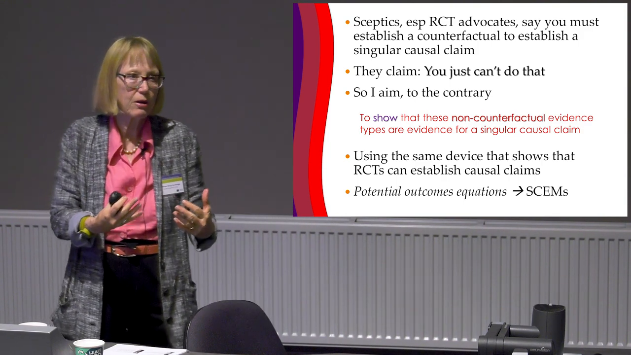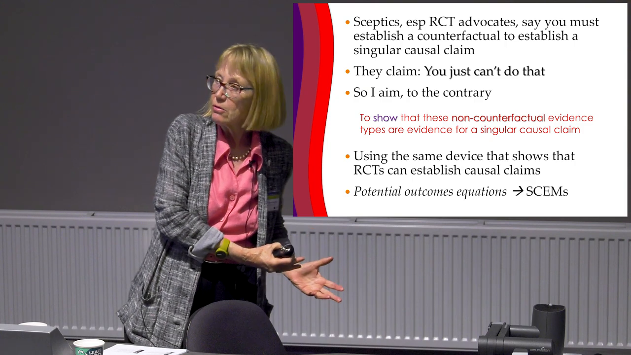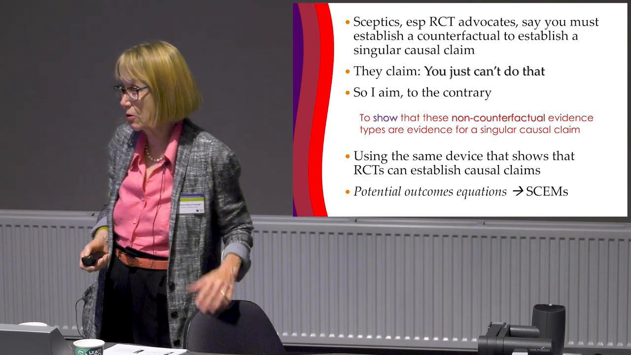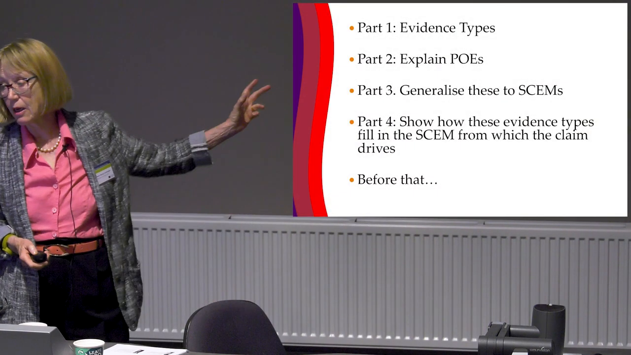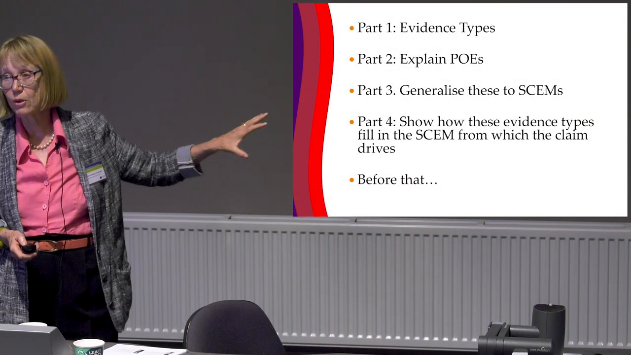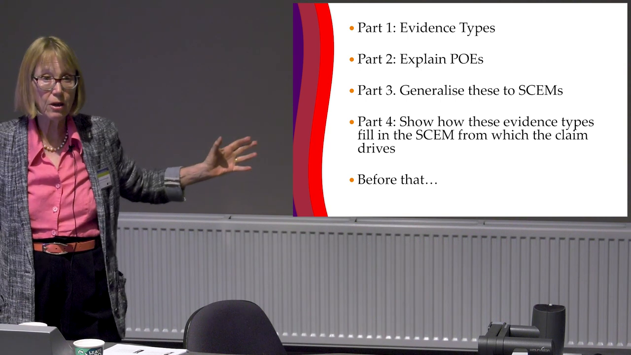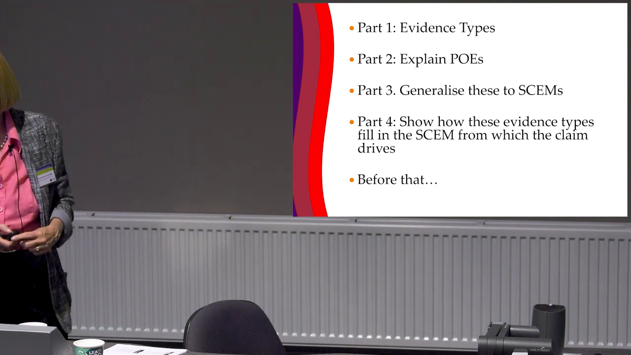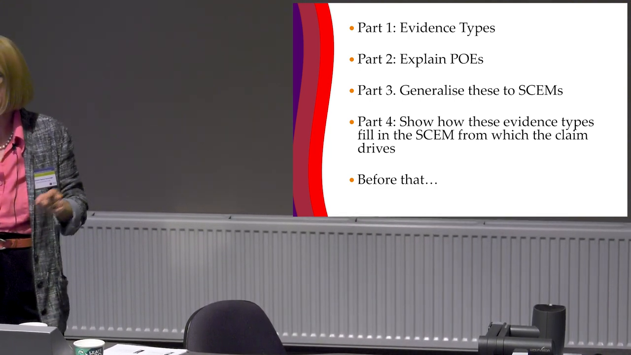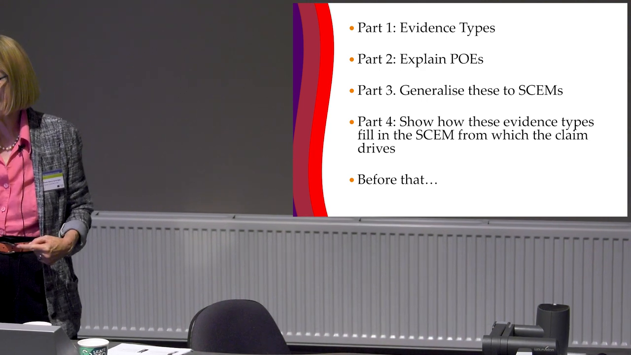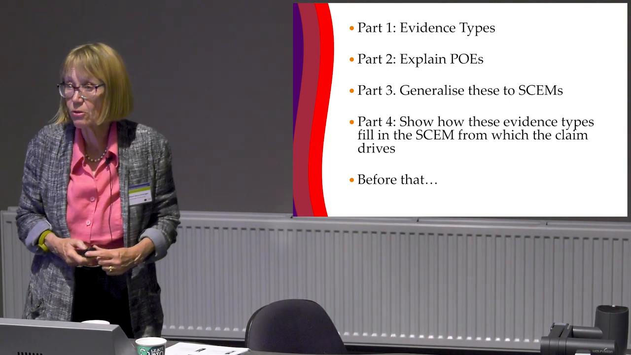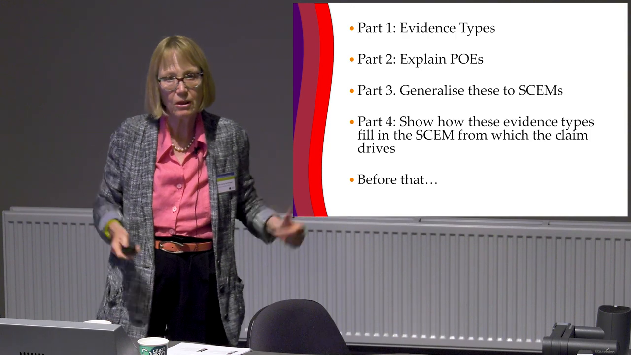It's really the potential outcome equation that justifies that RCTs make causal claims, and I'm going to use potential outcomes to show that these evidence types are good evidence for causation in the single case. So here's the outline of what I'm going to do. Evidence types first. I'm going to explain what a potential outcome equation is. I'm going to then generalize these to the situation-specific causal equation model. I'm going to show how these evidence types fill in the scam from which the claim derives. So that's going to show why they are really evidence for the single case. It's something we take for granted, but that seems to need showing.